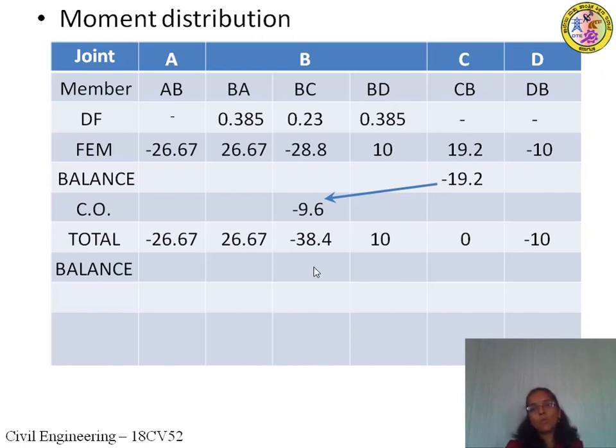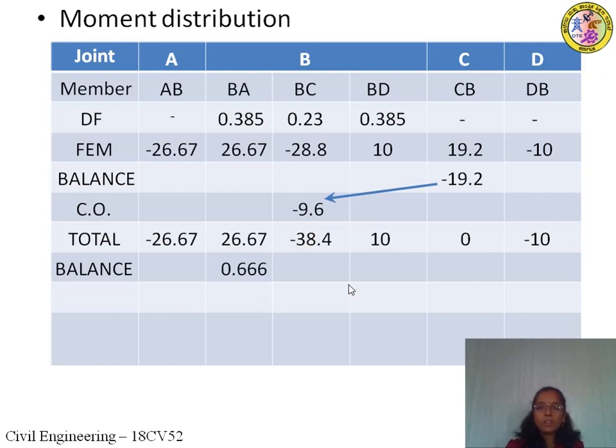So that plus 1.73 will be distributed among the members meeting at joint B, that is BA, BC and BD, according to their distribution factors. Yes. So 1.73 into 0.385 will be 0.666, which is the moment carried by member BA.